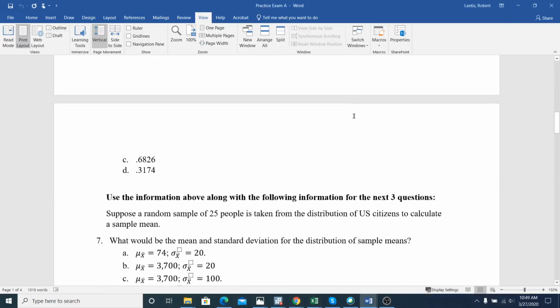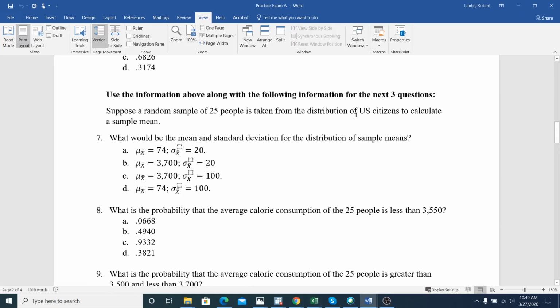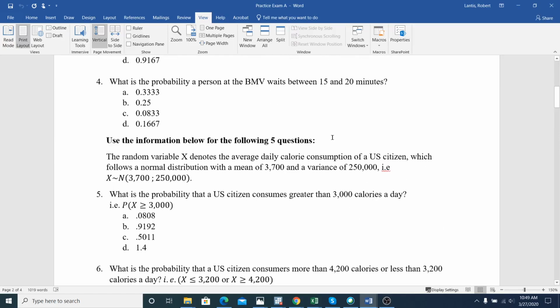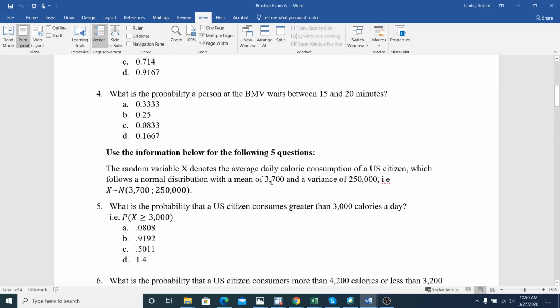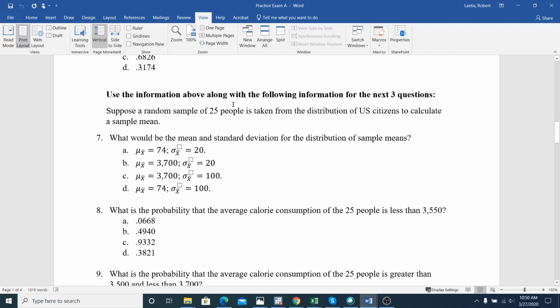All right. So now we'll move on to 7. Suppose we've got a random sample of 25 people. What would the mean and standard deviation be? We're sampling from this variable up above of calorie consumption. If we sample 25 people and we look at the sample mean, what should the distribution of those sample means be, and what would the standard deviation of those sample means be?